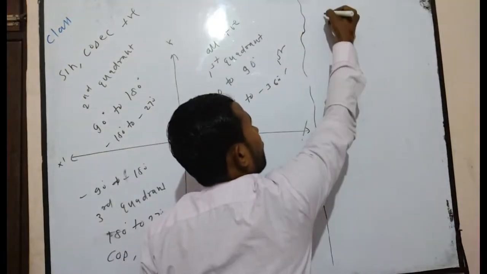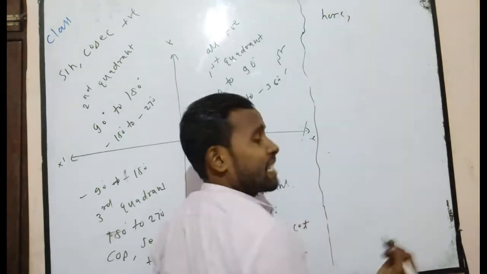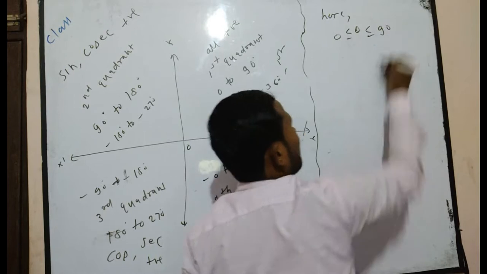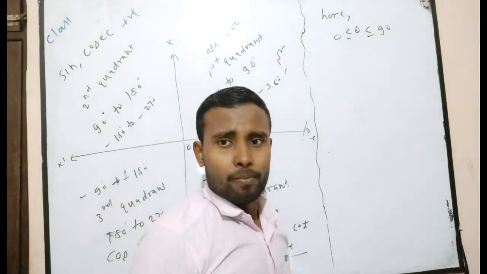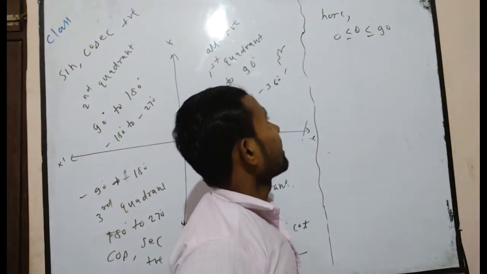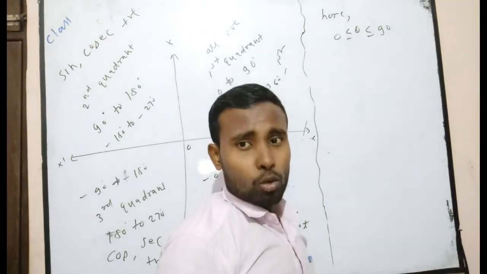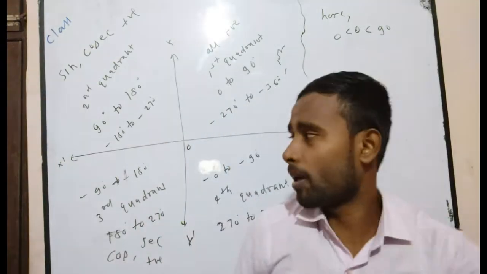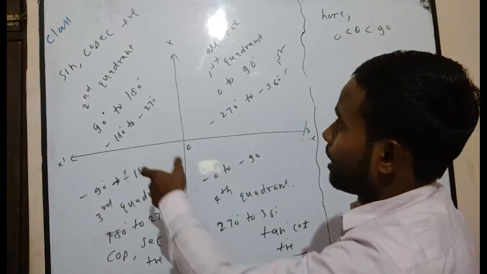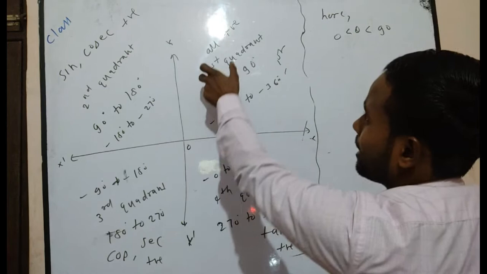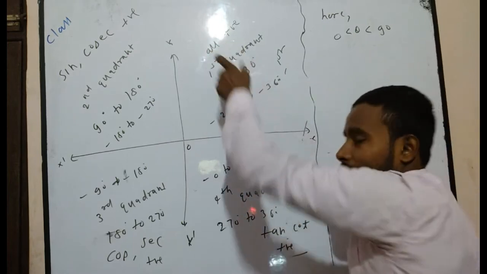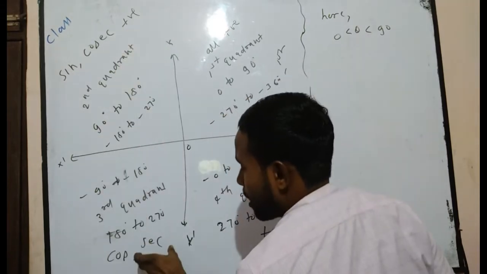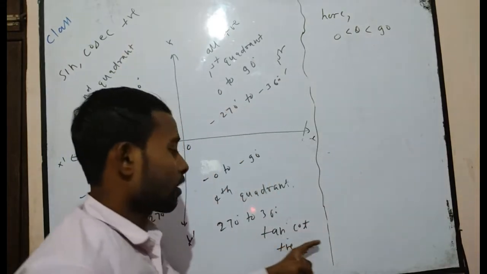Here, for convenience, you have to always consider theta greater than or equal to 0 but less than or equal to 90. You can also take greater than 0 and less than 90; don't bother here. First of all, I have written some tricks. In the first quadrant, all positive. In the second quadrant, sine and cosec positive. In the third quadrant, cos and sec positive. In the fourth quadrant, tan and cot positive.